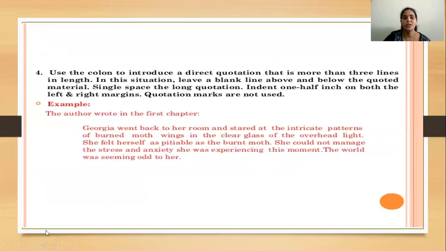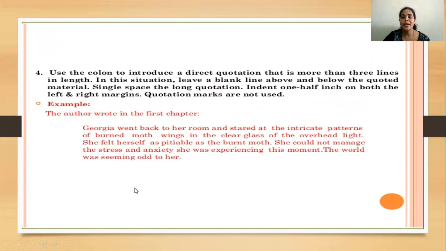Okay, moving on. The last rule under colon. Use the colon to introduce a direct quotation. Sometimes, instead of putting in double quotes, we can directly write, for example, the author wrote in the first chapter. But there are certain rules for using a colon in such cases. After writing the colon, you need to leave one line space, and then leave a half space on both sides, the right side and the left side of the margin, and place that particular quotation. In such cases, do not use any inverted quotes. So when you're using a colon for a quotation, you need to follow these rules.